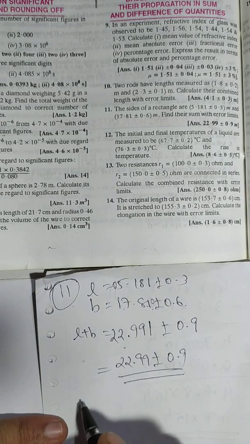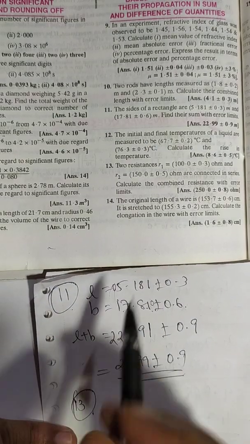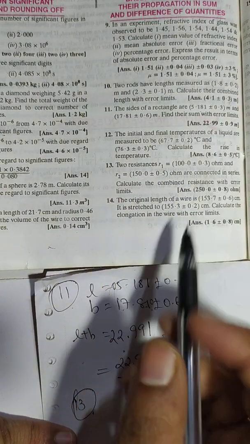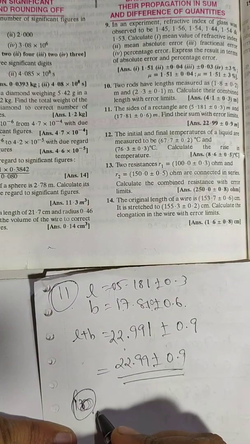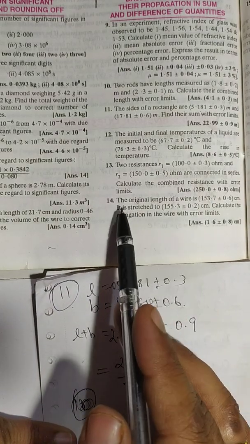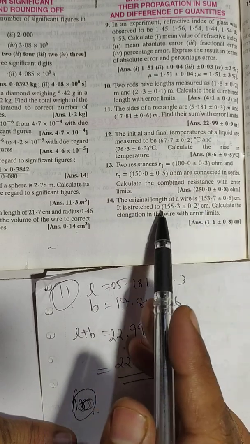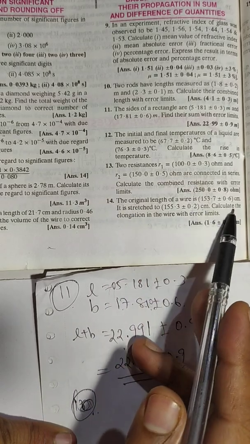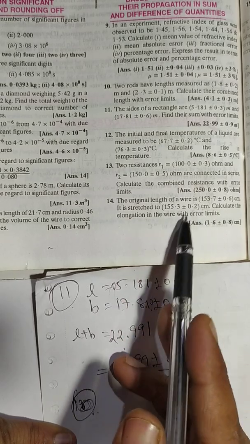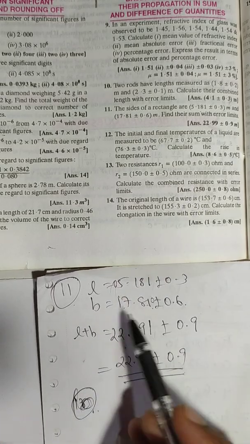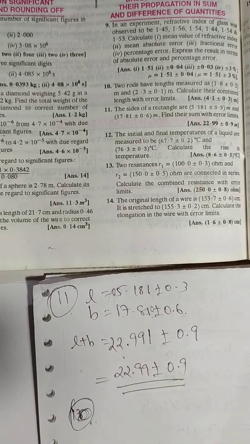Let us do this 13th one. The 13th one has two resistors connected in series, so again addition has to be done. That is of no use to us. The original length of the wire is this. If it is stretched to this centimeter, calculate the elongation in the wire. Here again a difference has to be done, so that is again simple. As per these rules you can do.